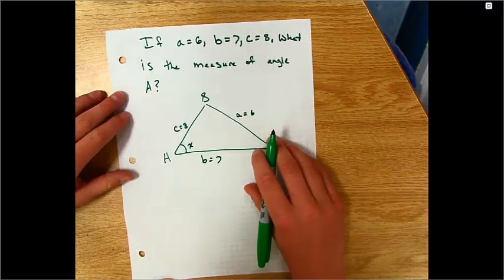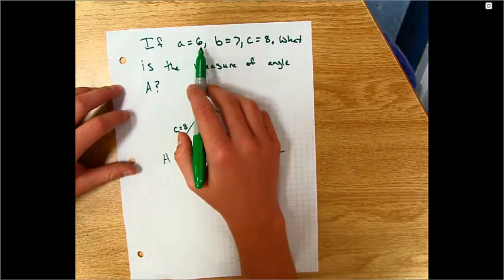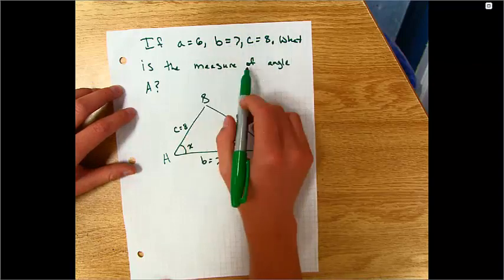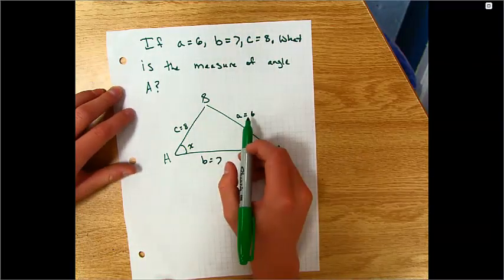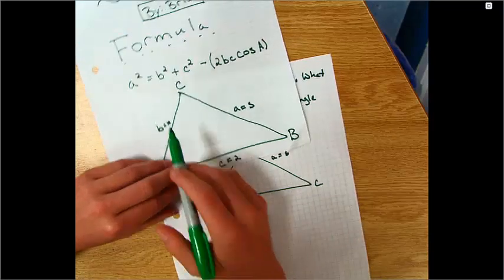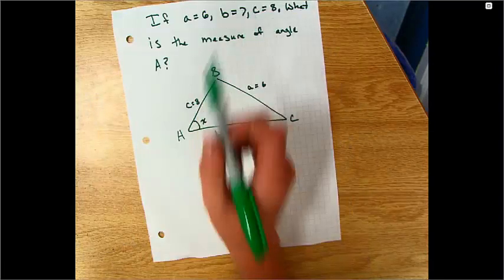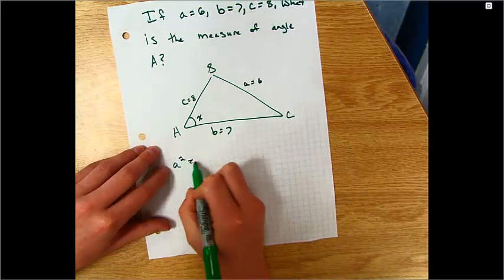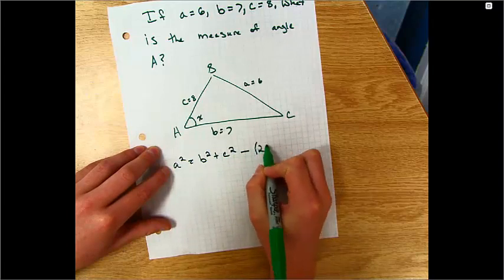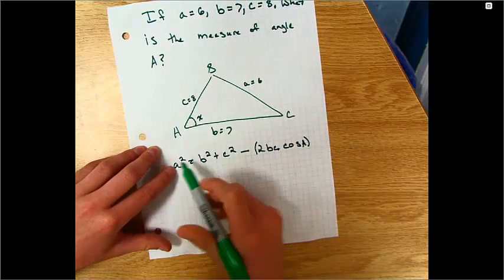Okay, in triangle ABC, A equals 6, B equals 7, C equals 8. What is the measure of angle A? In this case, again, we go back to the formula: a squared equals b squared plus c squared minus 2bc cosine A. So we write that out. Okay, so now you plug in.